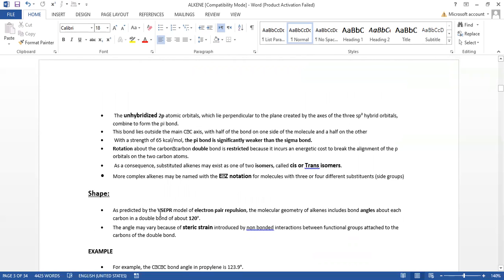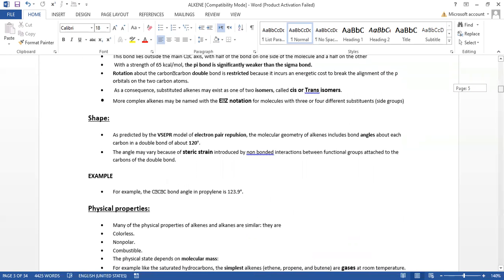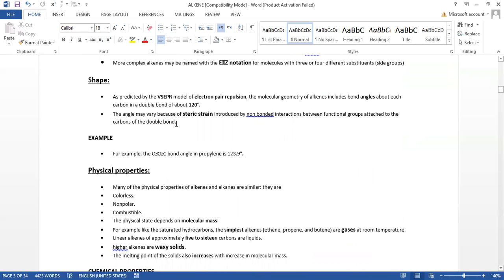The shape is predicted through the VSEPR model, the valence shell electron pair repulsion theory, and it can vary because of steric strain. The example is of a carbon-carbon double bond and the angle is 123.9.